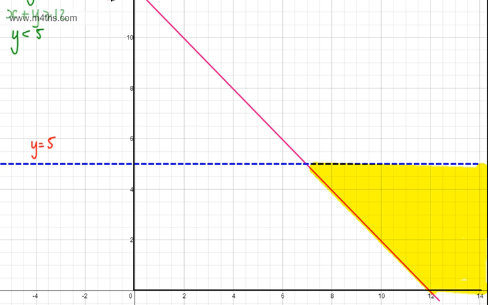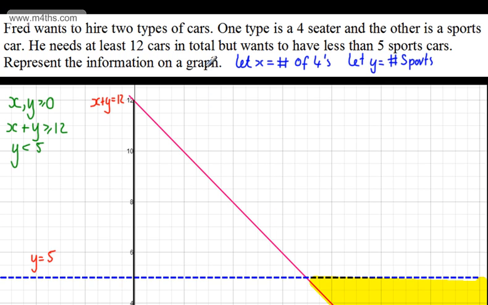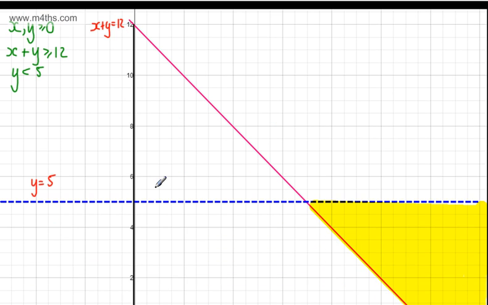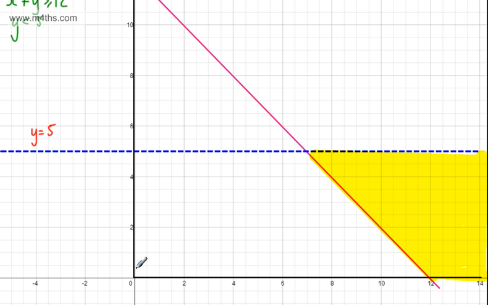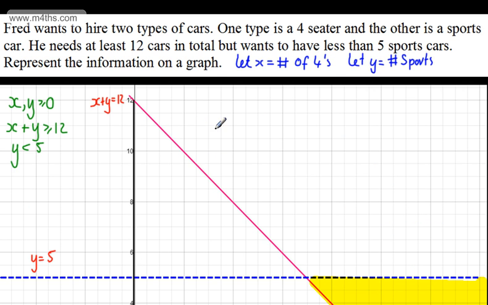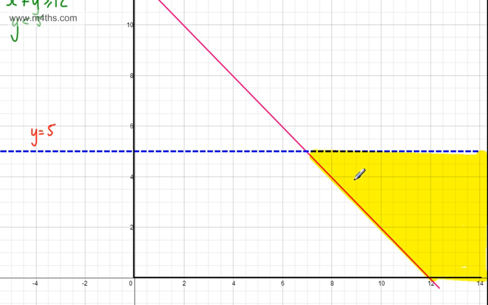In terms of this particular problem, it's not hard because we can just pick some points by writing them down. In terms of the y's, we can have 4, 3, 2, 1 or 0 because we've got to have less than 5. If I just pick some points here, we could have this point right here. So we could have 8 of, remember, the 4-seaters, and 4 of the 2-seaters. So this is our y.